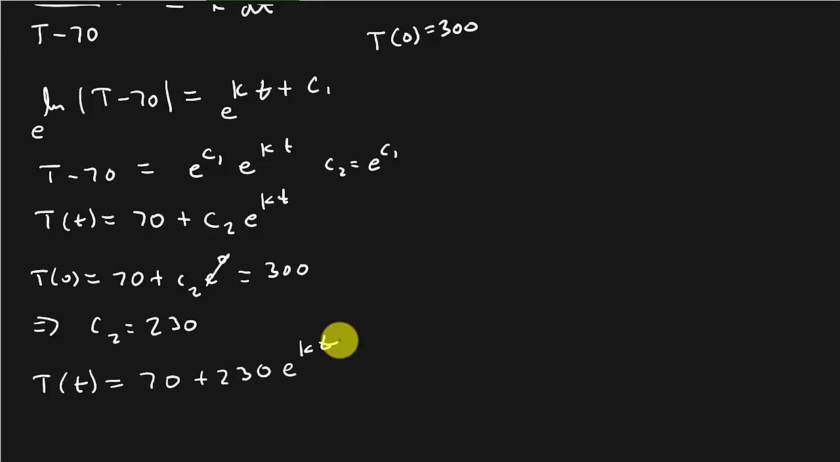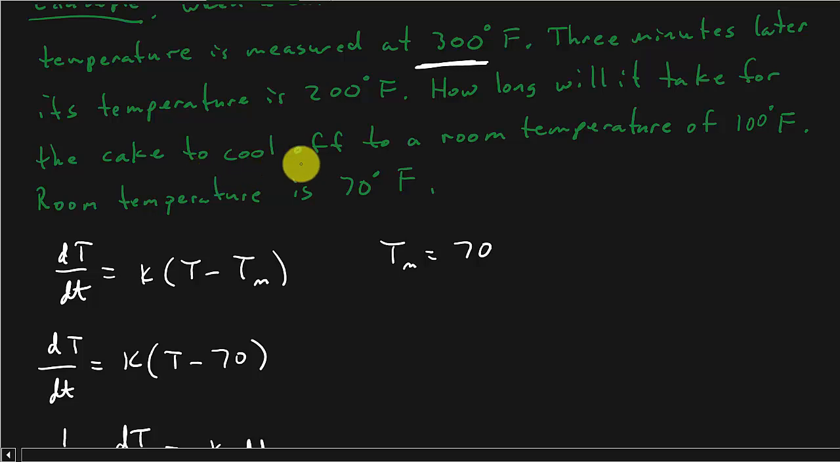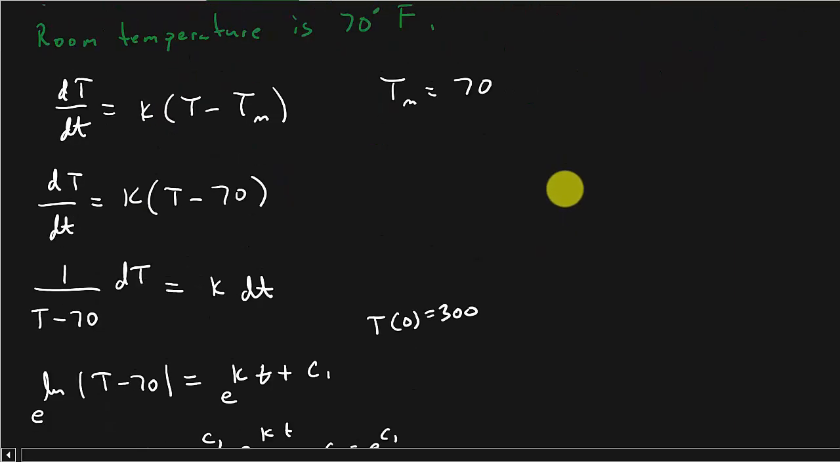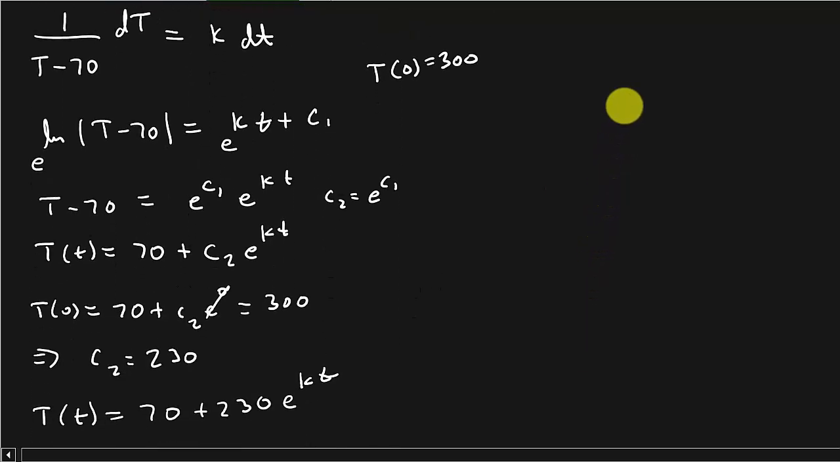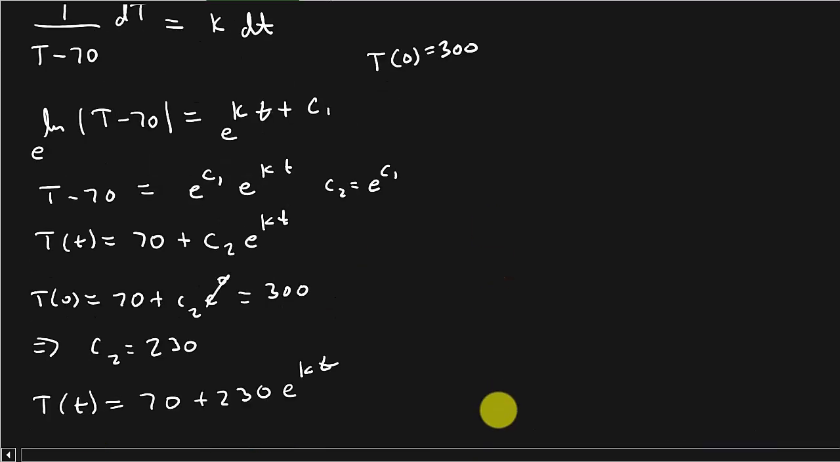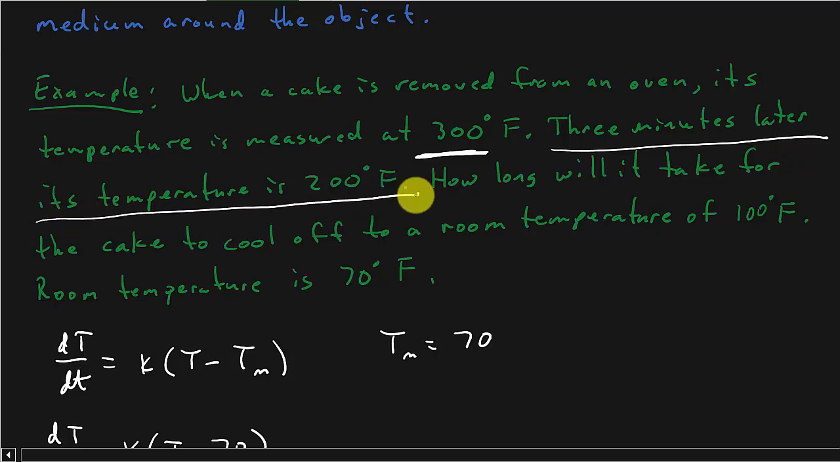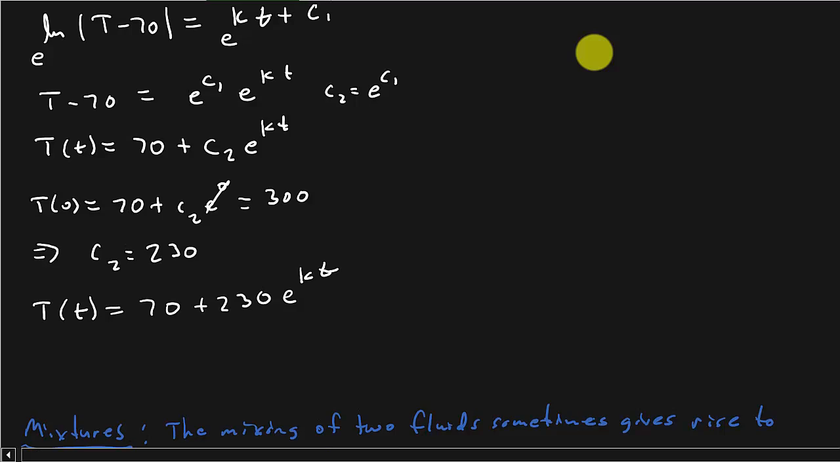So the thing that we have to find is what? Well, we want to know how long will it take for the cake to cool off to a temperature of 100 degrees. Okay, how long will it take to get to 100 degrees? So in order to do that, we're going to need to know what K is. Well, is there a way that we can find that? Well, it tells us, where is it? After 3 minutes, its temperature is 200 degrees Fahrenheit. So what that's telling us is if we plug 3 in for t, that should equal 200.